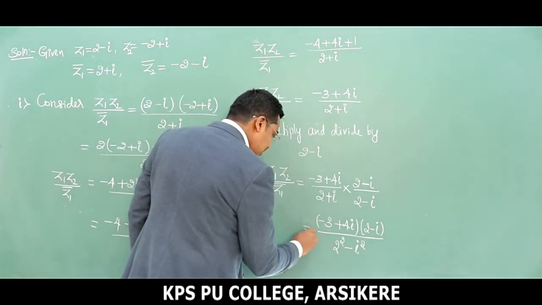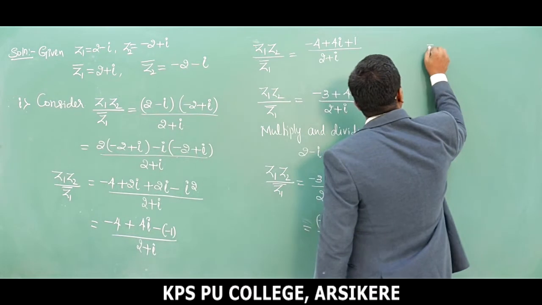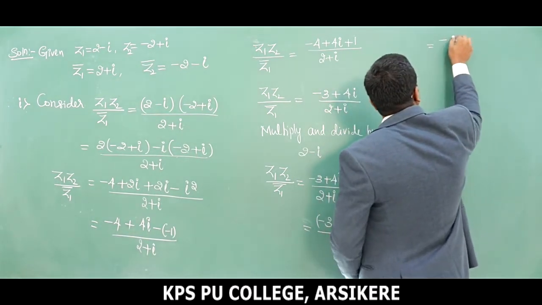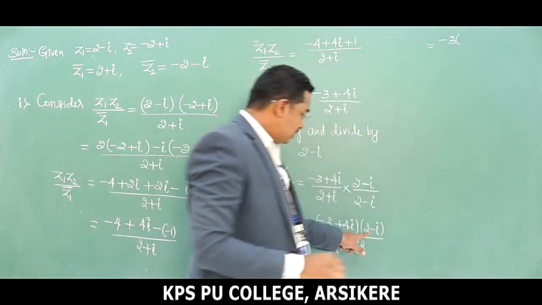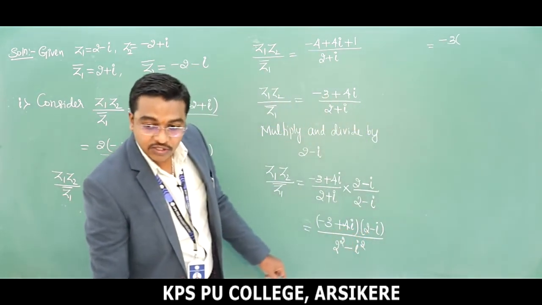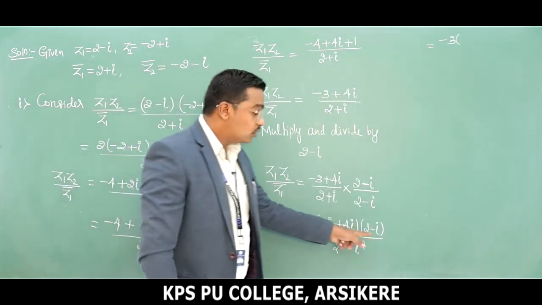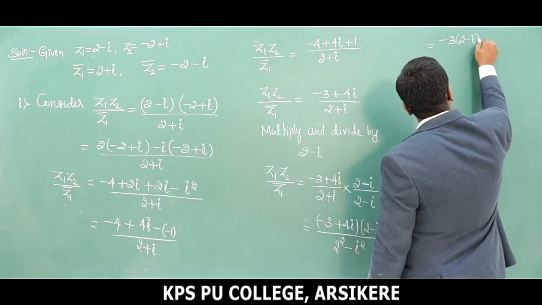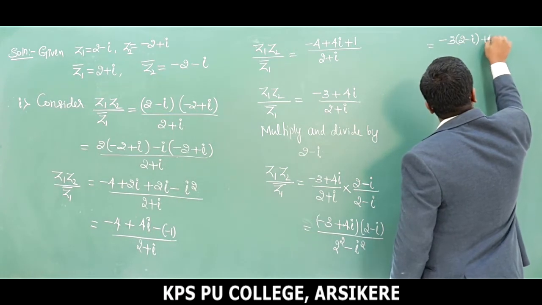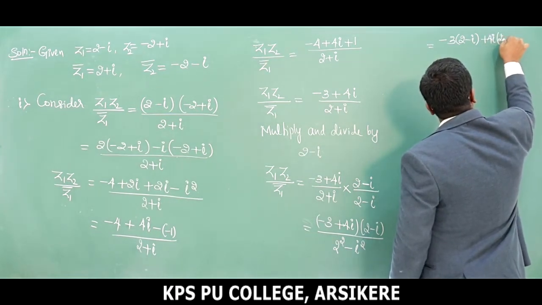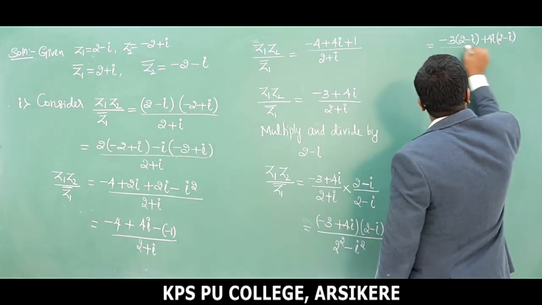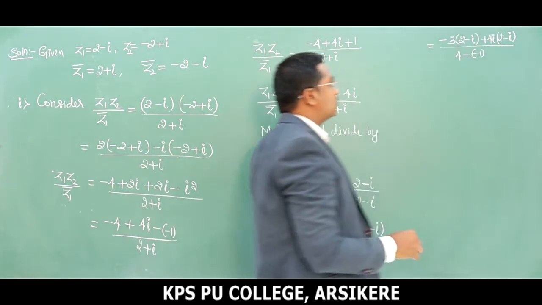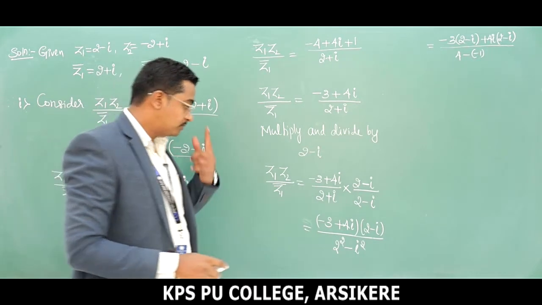Next simplification is equal to, first multiply by minus 3. So minus 3 into this term, minus 3 into that term. So what is the term here? 2 minus i. So this becomes 2 minus i plus 4i times (2 minus i), whole divided by 2 square, which is 4 minus of minus 1, because i square value is minus 1.